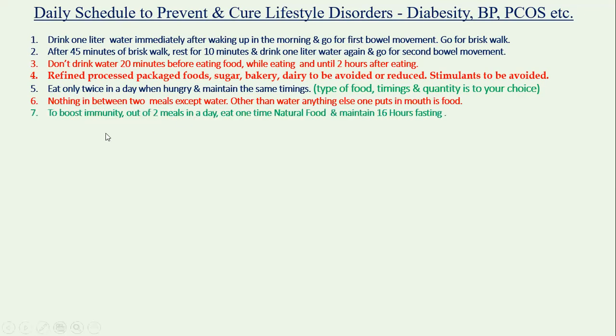Now, to boost immunity, out of two meals in a day, eat one time natural food and maintain 16 hours fasting. See, somebody wants to enhance their health better. They want to improve their health and their immunity. So what you do, out of two meals, try and take one meal as an uncooked meal. Now, this is where you can avoid all the deficiencies, because cooked food is devoid of most of the vitamins. Once we put it in the cooker, I mean, cooking, and you add salt, you add so many things, you are only making a tasty food. It's not a nutritious food. Nutritious food is natural food.